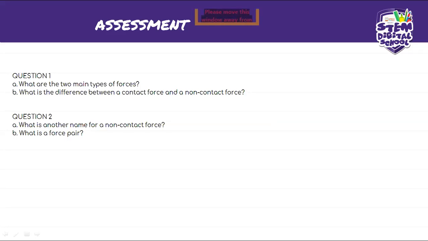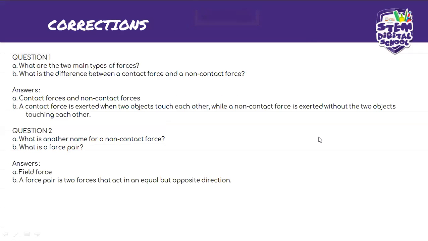A force pair is a force which acts on an object and the object exerts a force of greater resistance against the input. Okay, that's correct. The field force. All right, you guys have got good ideas. Now let's quickly go to our correction. Check your answers. Contact force, that is 2 marks. Then number B, also 2 marks. Question 2, field force, 2 marks.